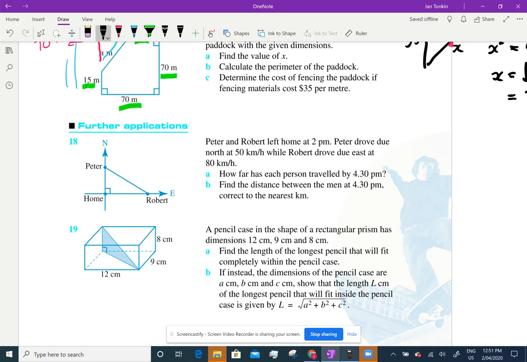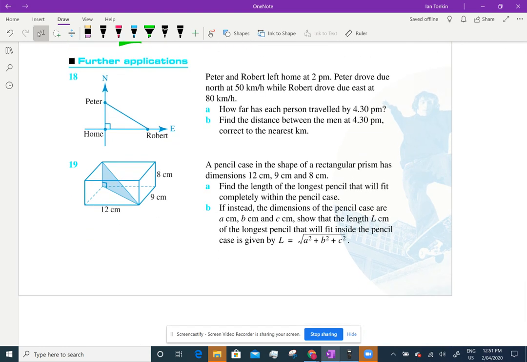This is one of the hardest ones. The stick in the box, or in this case, a pencil in a pencil case, and we're finding a pencil that'll fit into it. So this is really hard. If you get a box, you can put a pencil in from the bottom corner to the top corner. If you lie a pencil flat, you're going to get Pythagoras again. But what we want is a pencil from the bottom corner to the top corner.